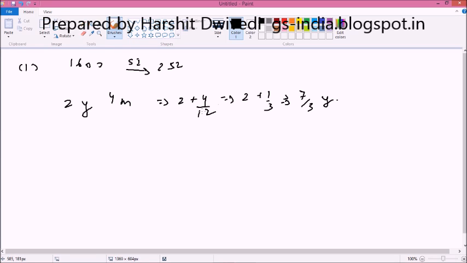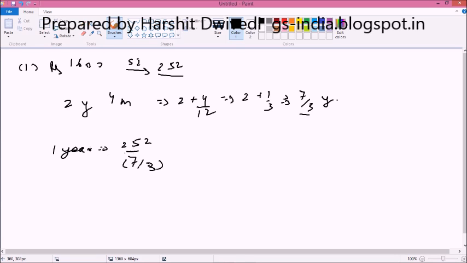Now moving forward, find the rate of interest per annum. We have to find out the rate of interest per annum, and we know that this 1600 amount has given 252 as simple interest in 7 by 3 years. So in 7 by 3 years, if the interest is 252, then in 1 year the interest will be 252 divided by 7 upon 3. Obviously, in 7 by 3 years the interest is 252, therefore in 1 year the interest will be 252 upon 7 by 3.